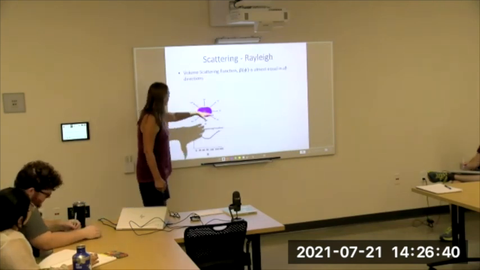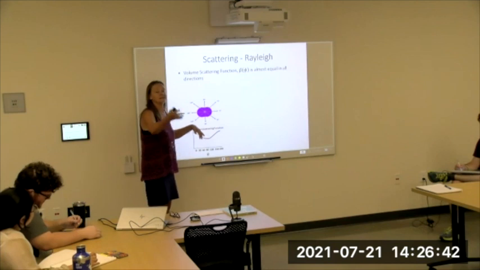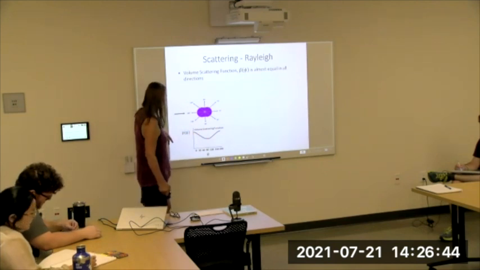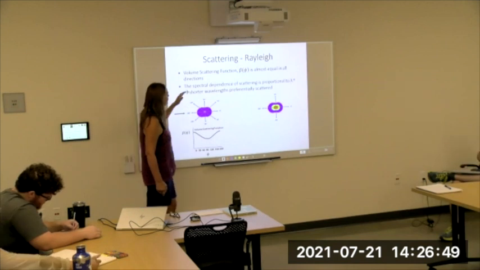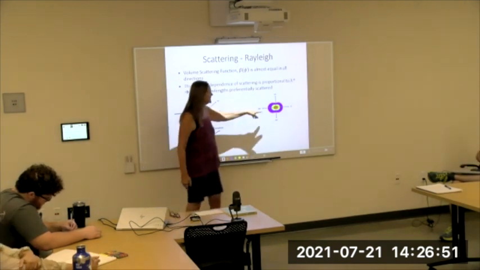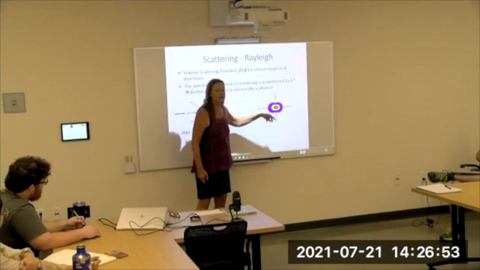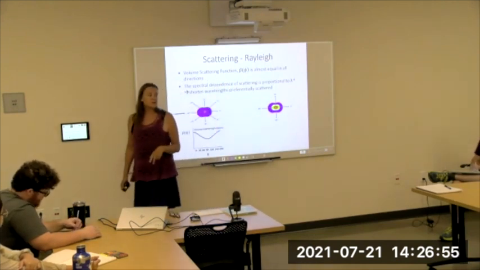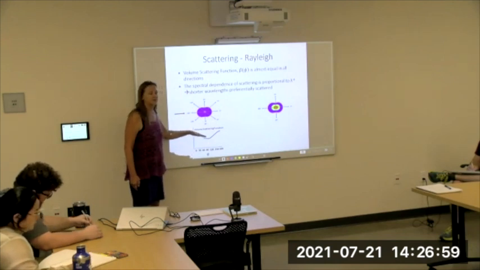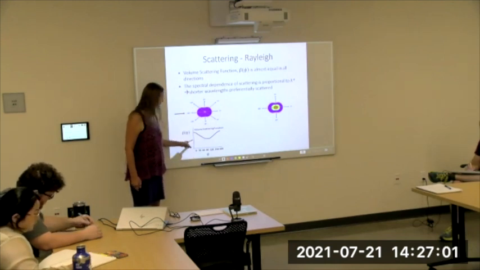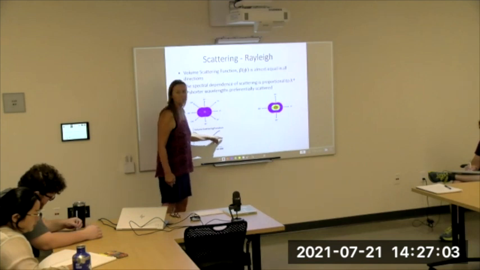So it goes almost equally in all directions. It looks exactly like your drawing. And if you look at it spectrally, what you find is that you get more scattering in the blue than in the red, significantly more. So your volume scattering functions will be different for different parts of the spectrum. It will be lower, right?